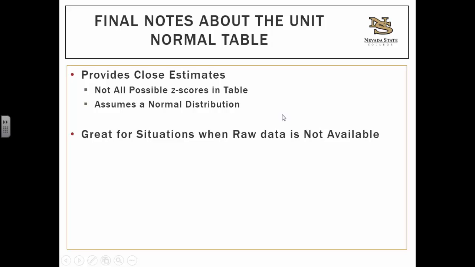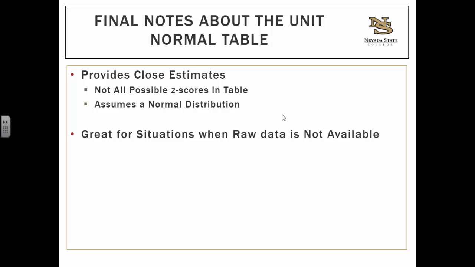So just some final notes. The unit normal table just provides close estimates. You'll notice that the z-scores in the unit normal table only go to the hundredths place. So if you calculate a z-score, like let's say you get 0.256, you would find z equals 0.26 in the table. You'd round it to the hundredths place.